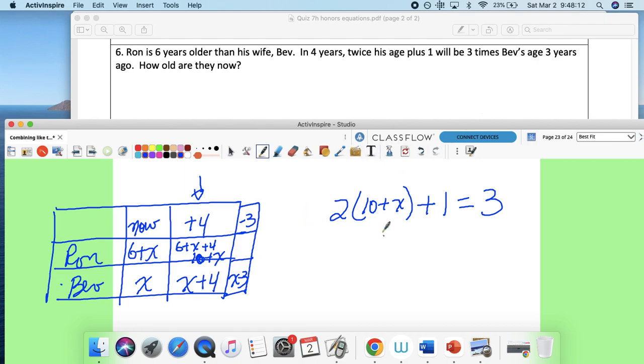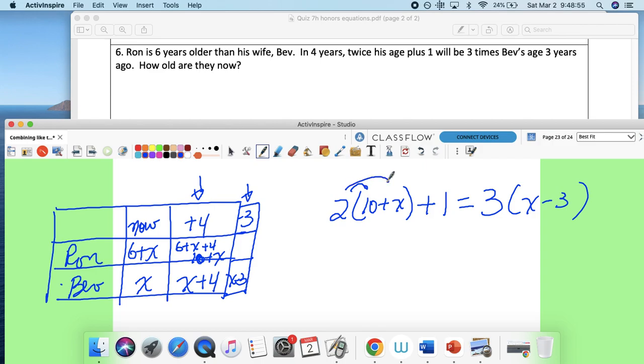Okay, so let's start again. Tricky question. Let me just read this again. In 4 years, twice his age plus 1, okay, we got that, will be 3 times Bev's age 3 years ago. 3 years ago, so minus 3, X minus 3. Okay. So this one had an extra column because I needed Bev's age 3 years ago.